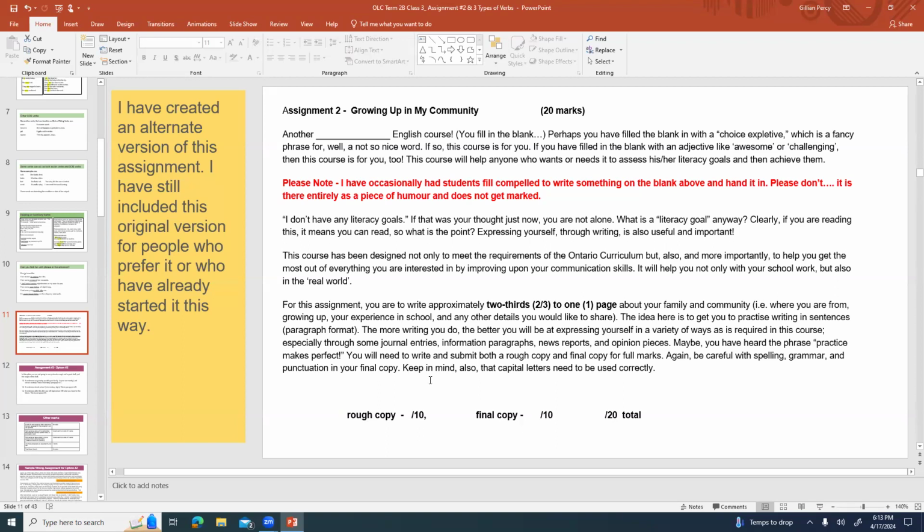You're going to need to write and submit both a rough copy and a final copy for full marks. And again, be careful with spelling, grammar, and punctuation in your final copy. Keep in mind that capital letters also need to be used correctly. In this original version, there's a rough copy for 10 marks, and then you revise it and fix it and make it great and hand me in the final copy, which is the part where we're having some problems. A lot of people are handing me in one copy, and they're very frustrated when I ask for a revised copy. So I've made some changes. So I'm going to tell you the changes now.